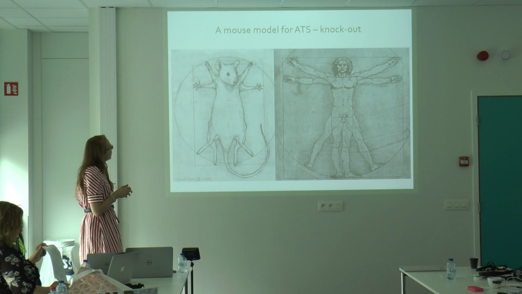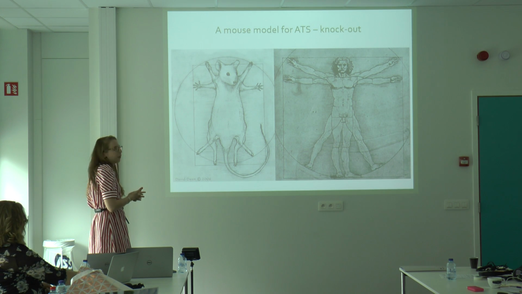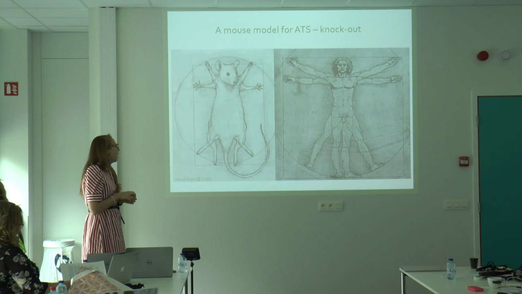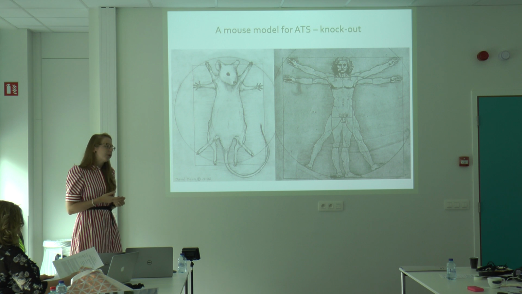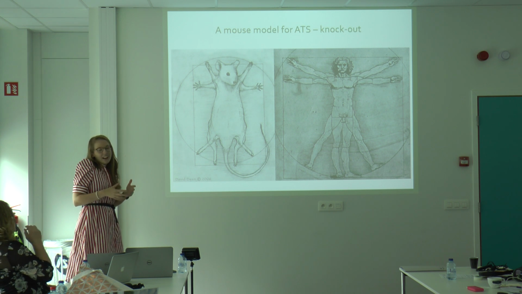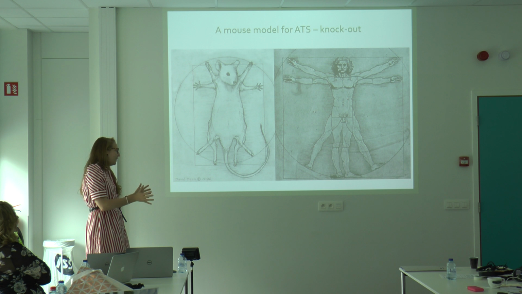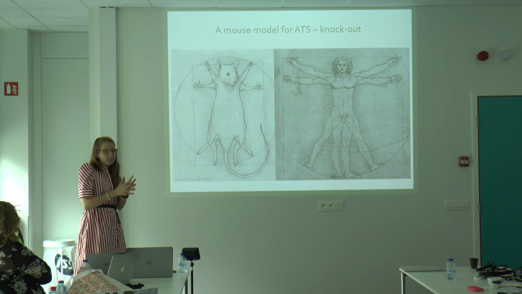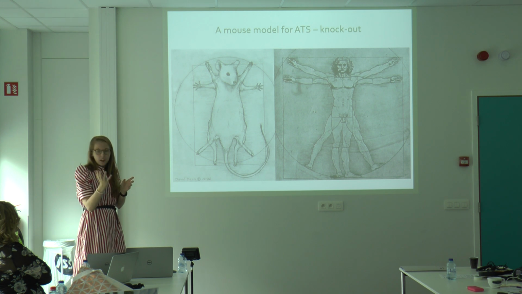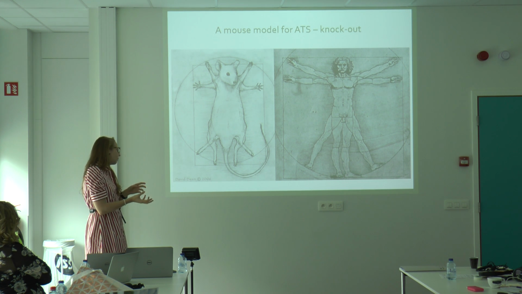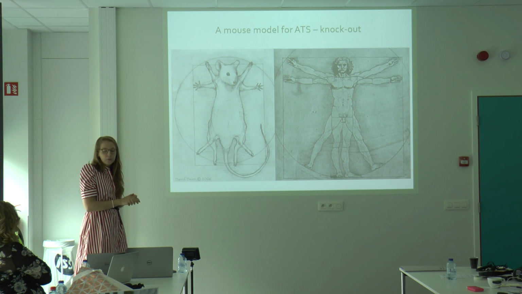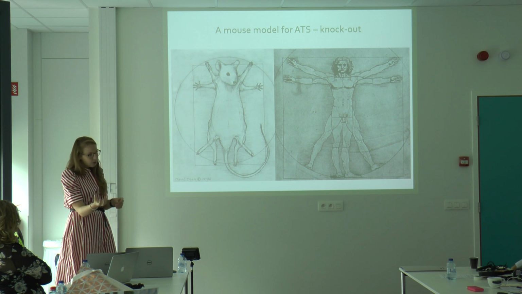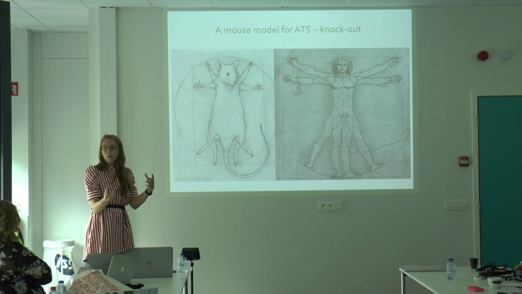A second model we use to study ATS is a mouse model. It's also a knockout model, as I explained before. And the reason why we also study a mouse model is because, how much I like using the fish for studying the disease, the mouse is way more relevant. It has a heart similar to humans, the vasculature is similar to humans, so it's good that we complement our easy, fast and cheap zebrafish model with a more relevant mouse model.